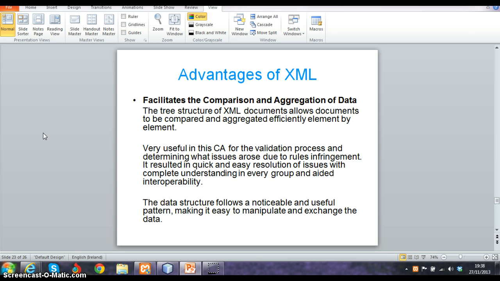So again, this is about the tree structure of the XML documents, which allowed the documents to be compared and aggregated efficiently element by element. And again, very useful in this CA for the validation process and to determine what issues arose due to rules infringement. And when we eventually did exchange our XML documents, it resulted in a quick and easy resolution of issues with complete understanding in every group and aided interoperability.